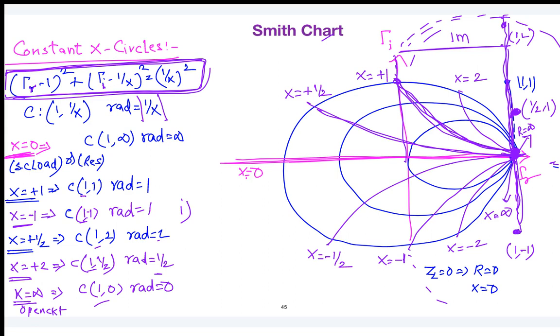X equal to 0, same as that. R equal to 0 is the bigger circle. Here also, x equal to 0 is the bigger circle corresponding to short circuit load. And the smallest circle is x equal to infinity, corresponding to open circuit load.